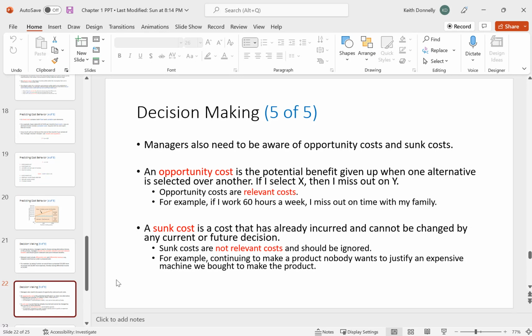Now, another type of cost is a sunk cost. This is basically a cost that has happened in the past, can't change it, it is what it is. These are not relevant costs and you should ignore them. So as I have here, for example, continuing to make a product nobody wants to justify an expensive machine we bought to make the product.